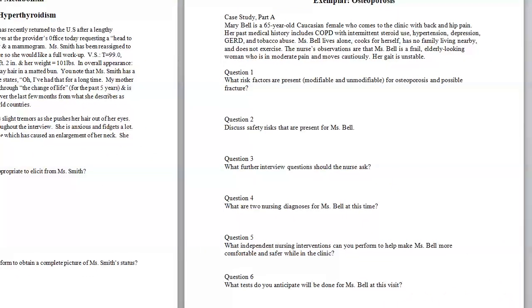All right, let's look at question 4. What are 2 nursing diagnoses for Miss Bell at this time? Obviously 2 that I can think of. She's definitely acute pain and definitely risk for injury.